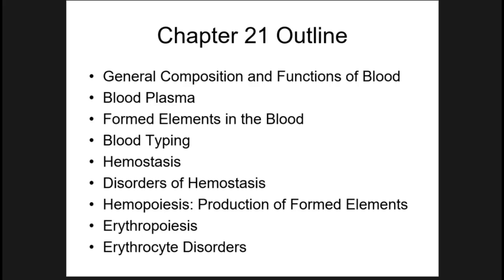We'll talk about hemostasis, what happens when you slice into a blood vessel. How is that going to clot? And then how is that clot going to retract and go away without embolizing and killing you? We'll talk briefly about disorders of hemostasis. We'll talk about hemopoiesis, which is the production of blood cells. Erythropoiesis is specific to red blood cells. And then a couple of erythrocyte disorders. It is a little bit patho-content, but we will cover it here today.